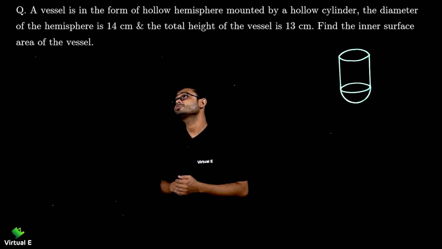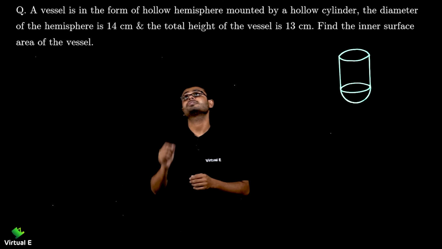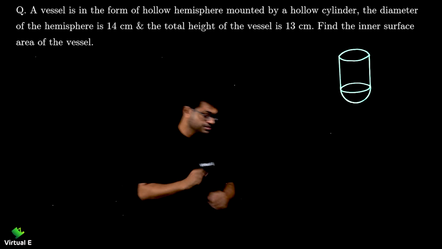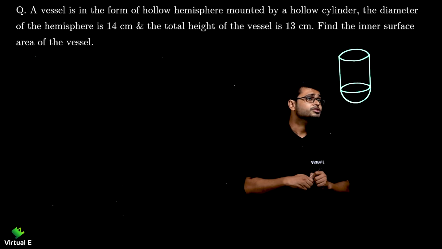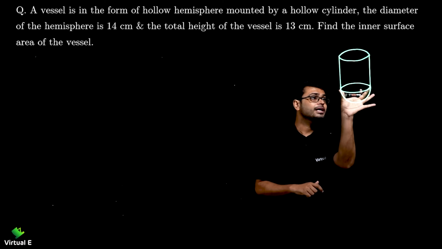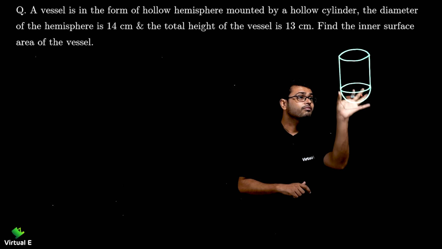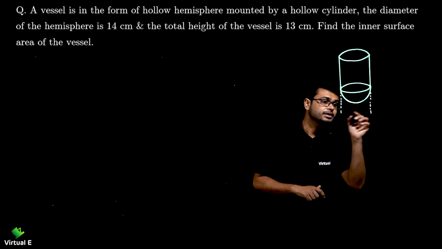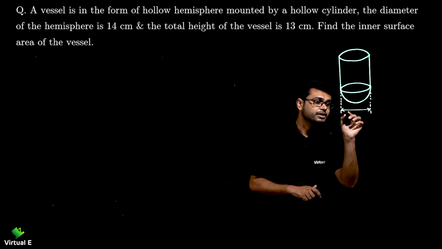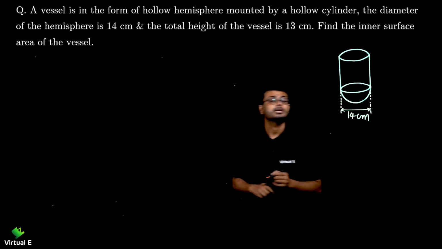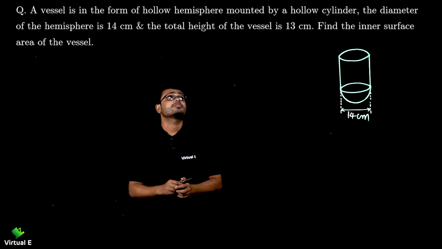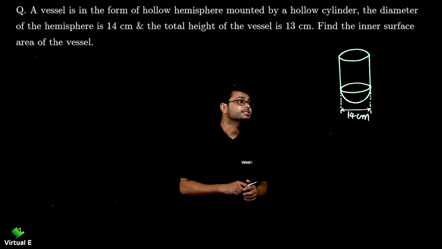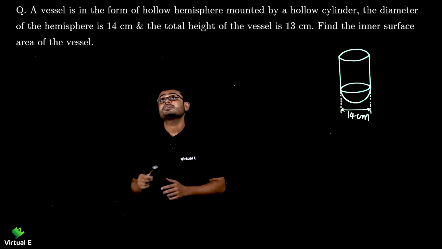Now let's read more description. The diameter of the hemisphere is 14 centimeter. Diameter is given. So let's say the bottom one is the hemisphere, and diameter means from one end to another end, that is 14 centimeter. Remember. And the total height of the vessel is 13 centimeter. Find the inner surface area of the vessel.